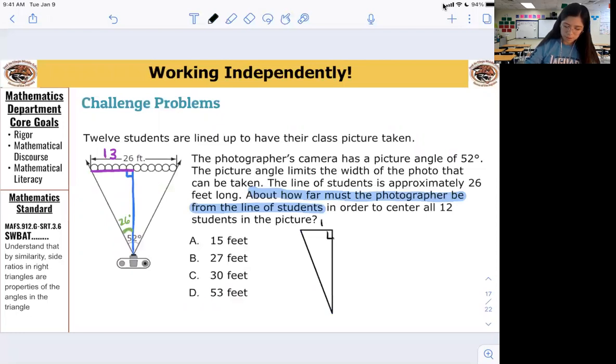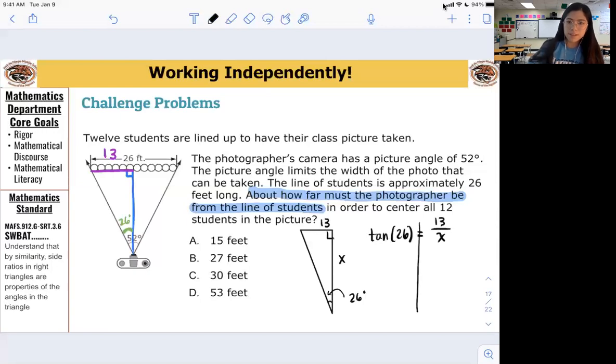This is 13 and that's 26. I can figure out x. Which ratio should I use? Good. So tangent of 26 is 13 over x. And anybody who was with me just now, what's the little trick I can do here?